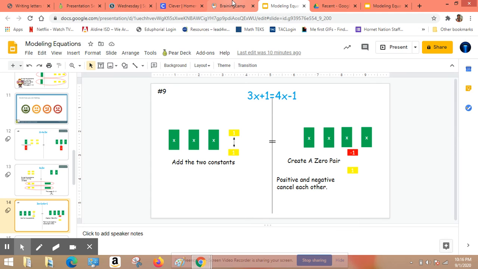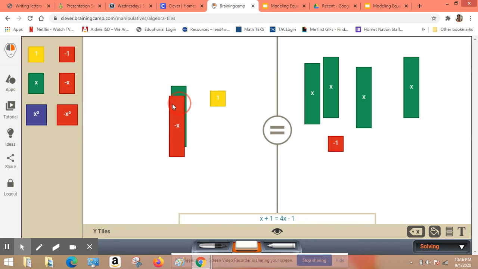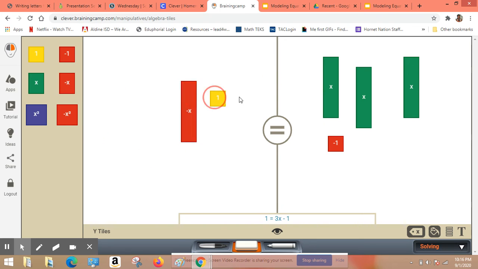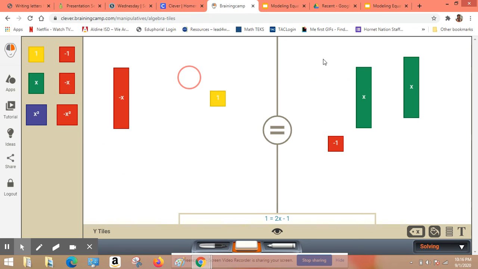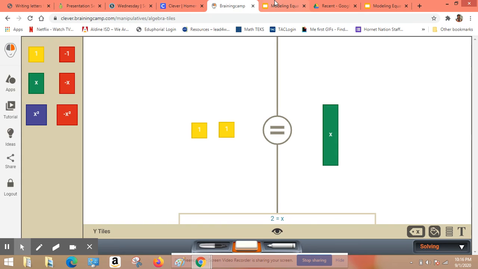Now I want to create zero pairs. I want my x's with my x's, so I'm going to create minus 3. So I'm creating zero pairs. And I want my units, my constants, with my constants. So I want to make this a zero pair, and now it's 2. So this tells me that my x equals 2.